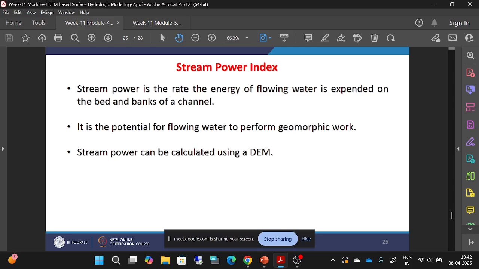Then we have the stream power index. Stream power is the rate at which the energy of flowing water is expended on the bed and banks of a channel. Bed means river bed or stream bed, and banks are on both sides of the channel. It is the potential for flowing water to perform geomorphic work. Geomorphic means water affecting the land area and all those things. Stream power can be calculated using a digital elevation model.